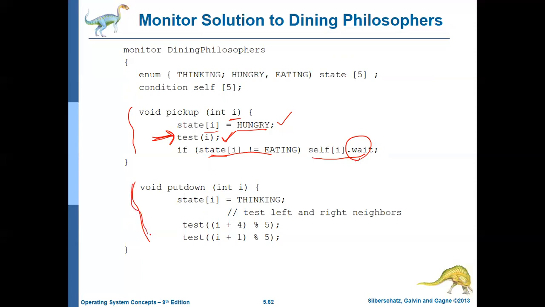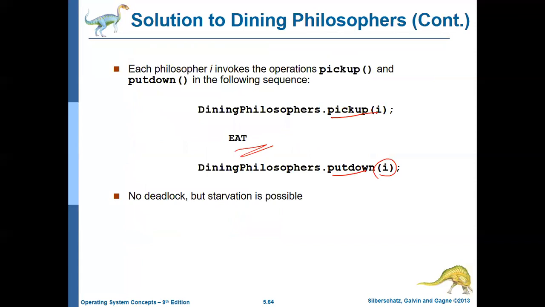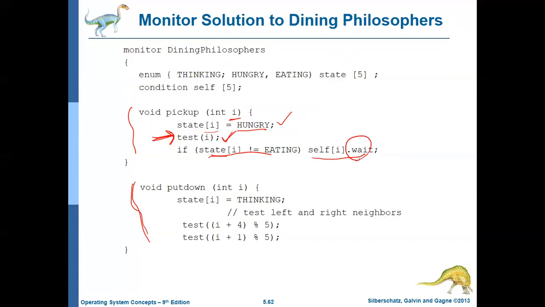Now what happens in the put down? The next operation after pickup is put down, right? So let us come to that particular function. Now in put down, what happens? He is putting down means he has completed eating, and after eating, what does the philosopher have to do? His main task is thinking. So what we first do is change the state of I to thinking.